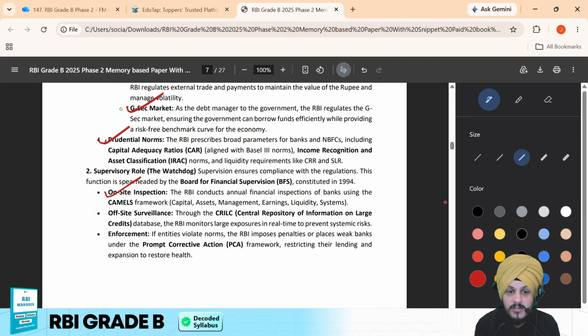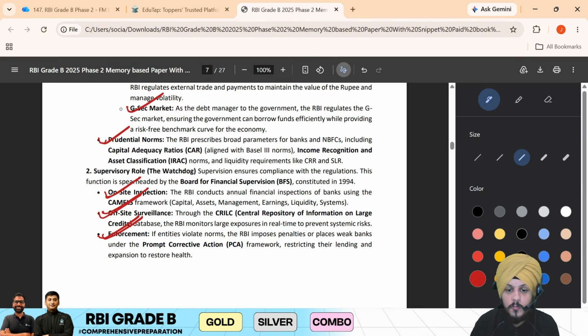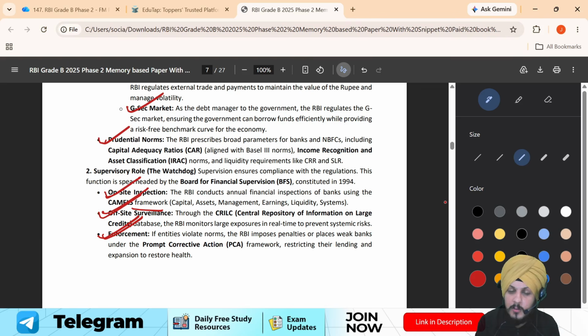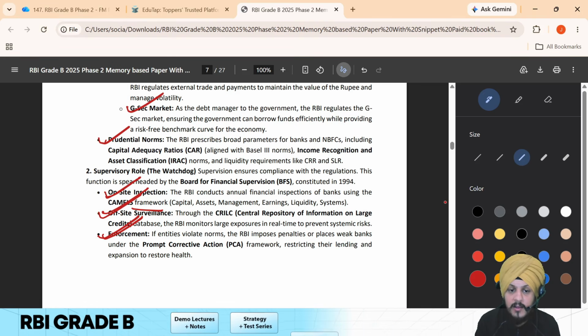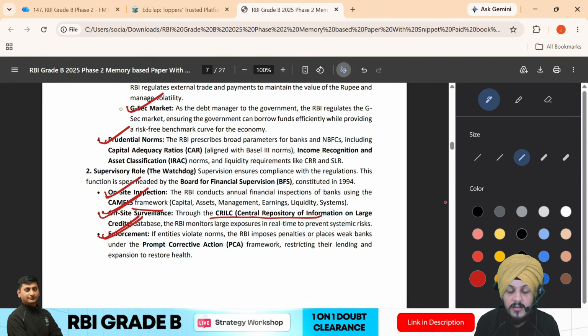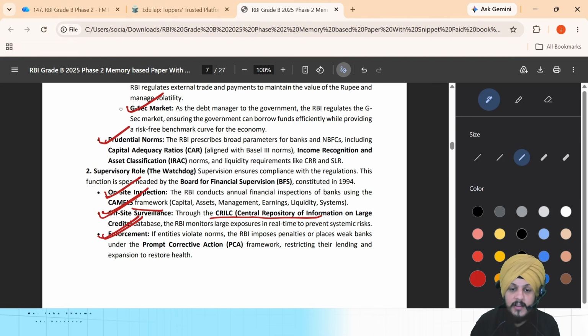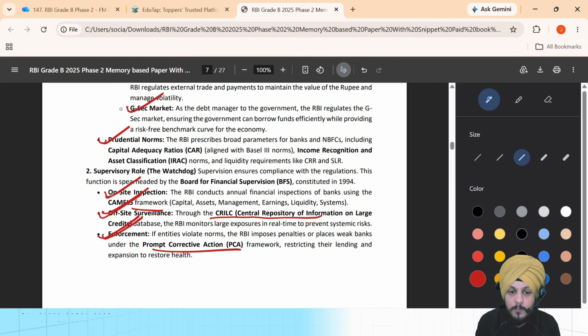So for example, on-site inspection, off-site surveillance or inspection, then enforcement. These are the sort of points that you could have written in some explanatory sentences in order to add value. For example, CAMELS framework, it is a very basic framework, we all have covered it as a part of the classes also. Even if you have studied it on your own, you must have read it in the textbook, right? Then CRILC, Central Repository of Information on Large Credits, a database. Through that, RBI is able to monitor the large exposure of the banks so that the risk can be reduced. Then the enforcement also through the prompt corrective action, right?